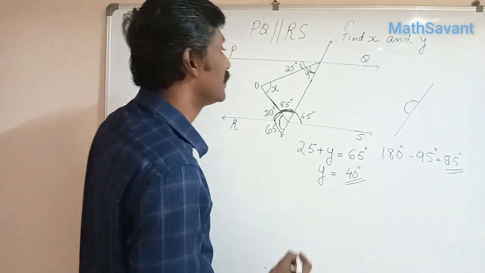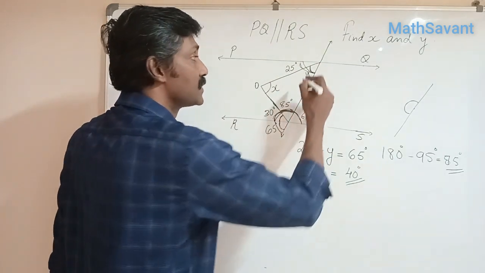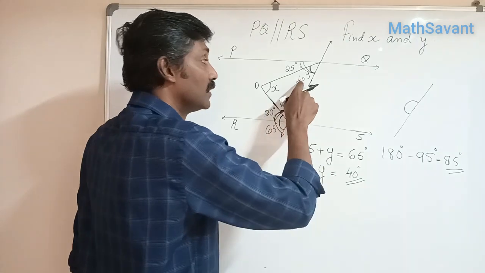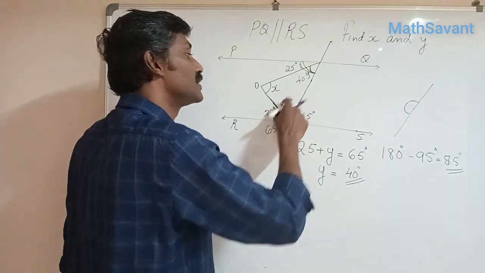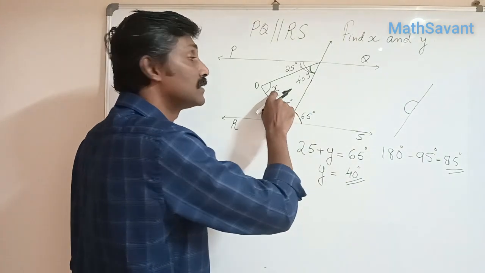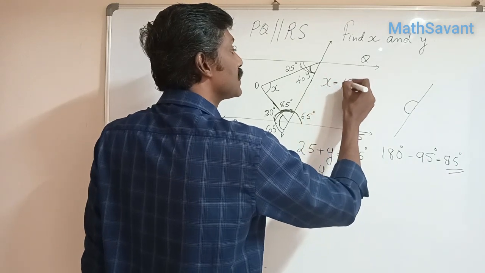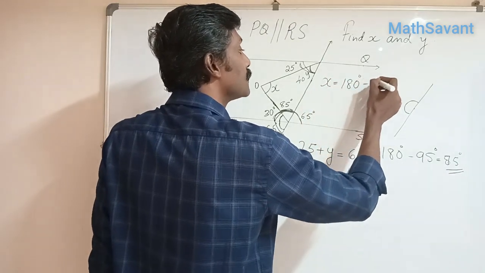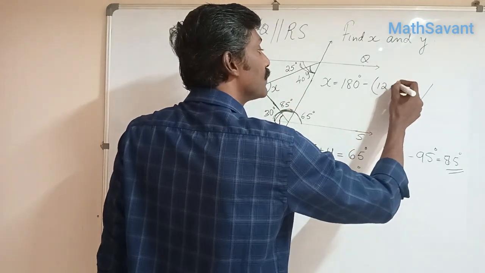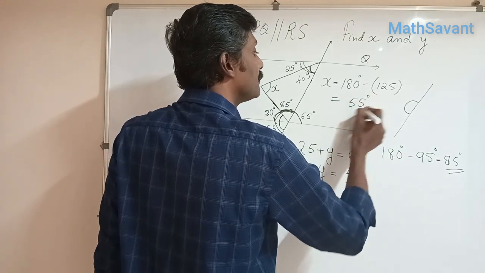Now, we got y, which is another angle in the triangle, which is 40 degrees, right? So one angle in the triangle was 85, another we got as 40. So the sum of these two is 85 plus 40, which is 125. So x is the third angle within the triangle, and we know that x has to be 180 minus the sum of the other two angles. So it is 180 minus of 85 plus 40, which is 125. So we get x is equal to 55 degrees.